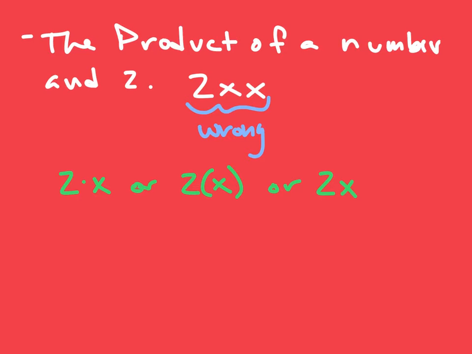Now, we don't have to restrict ourselves to just x. We could say 2k, 2m, 2r, 2a, 2b. The reality is that each of these things means the product of some number and 2. Typically when we multiply a number by a variable, the number goes first.